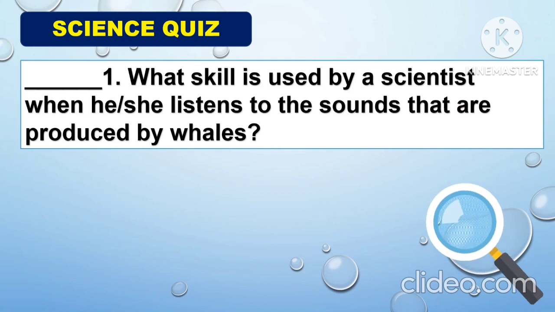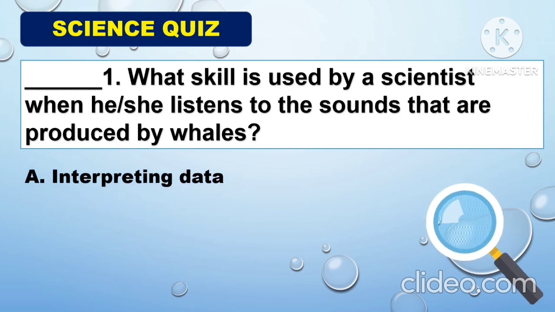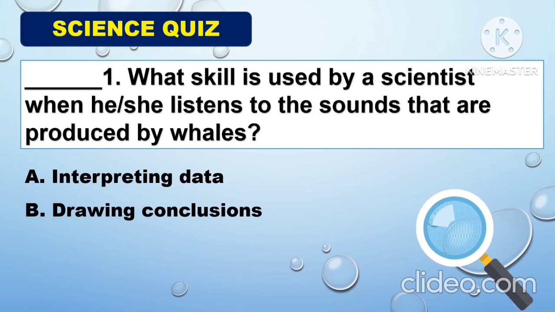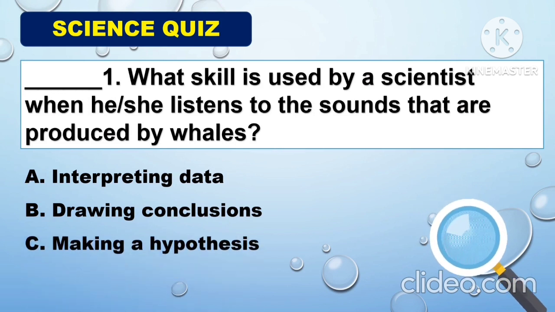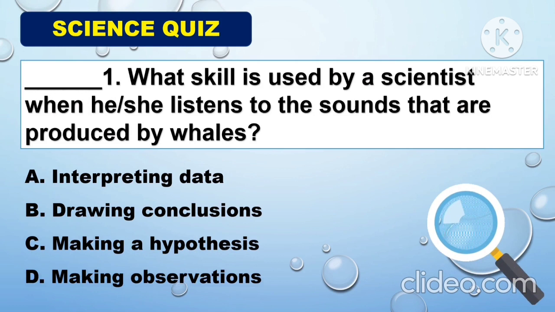What skill is used by a scientist when he or she listens to the sounds that are produced by whales? A. Interpreting data. B. Drawing conclusions. C. Making a hypothesis. D. Making observations. The answer is letter D.